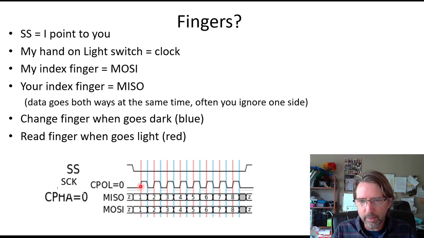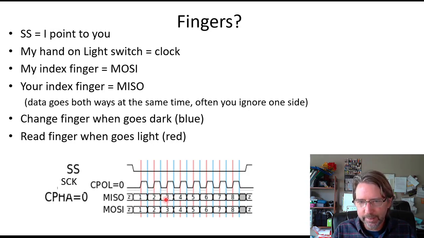Then when the clock goes high, from low to high, so lights go on, I'm going to read the bit, and you're going to read the bit. Then the lights go off. You're going to set up your second bit, and I'm going to set up my second bit. That's when the lights go off, we set them up. Then when the lights come on, we each read the bit.